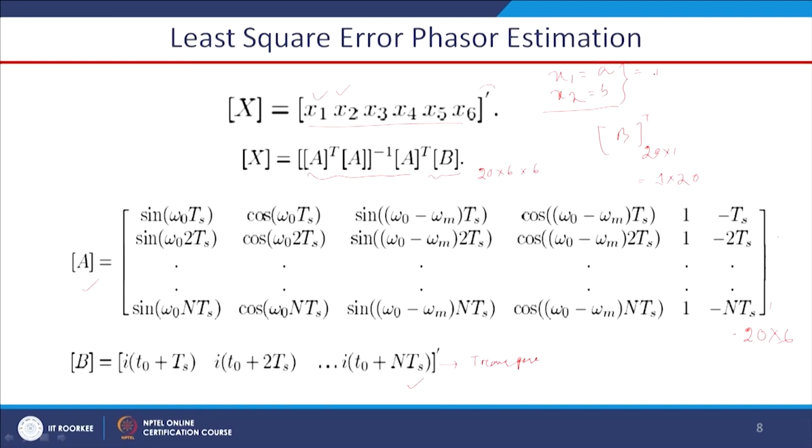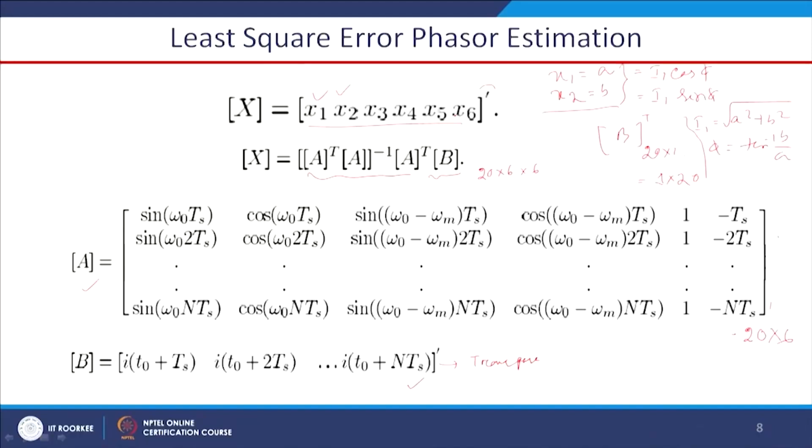This is equal to I1 cos phi, and this is equal to I1 sin phi. Now, what about the magnitude? This I1 is equal to the square root of A square plus B square, and this phi is tan inverse of B upon A. So it is very easy to calculate all the frequency components using this particular technique.